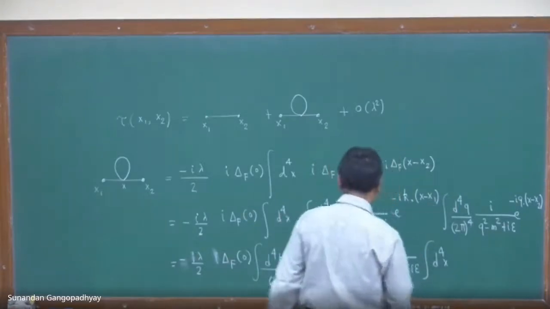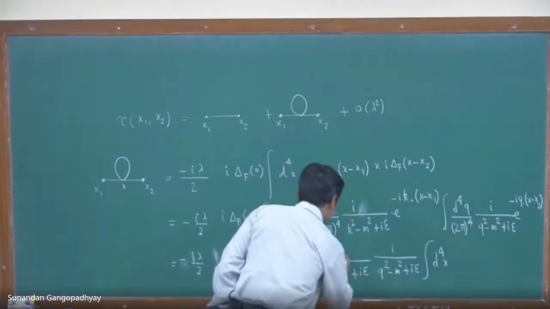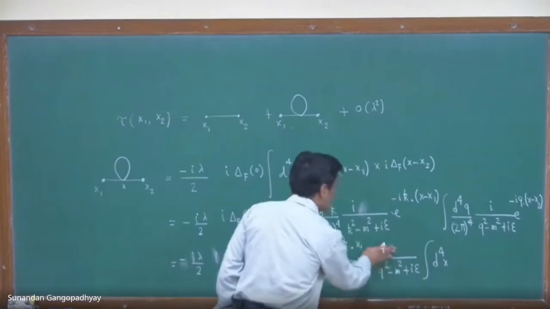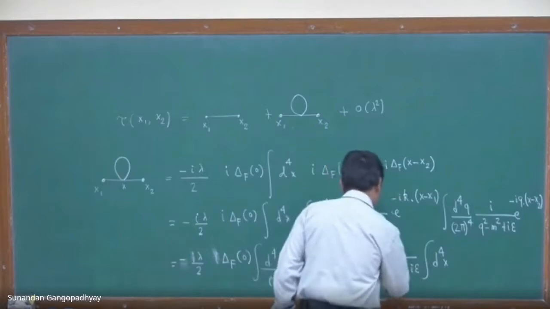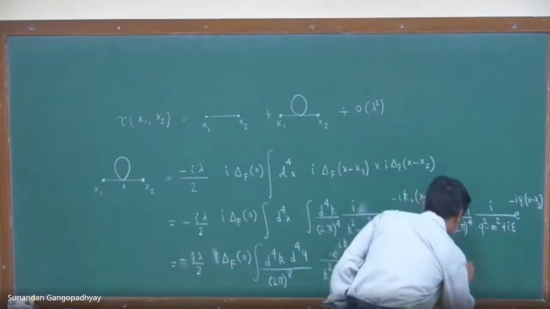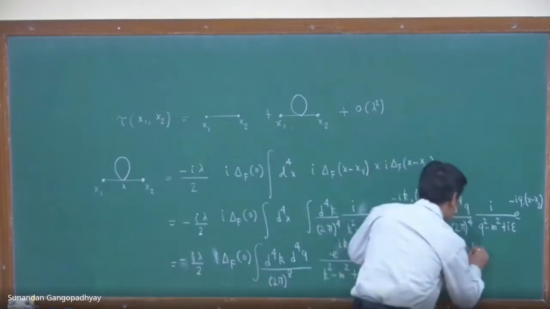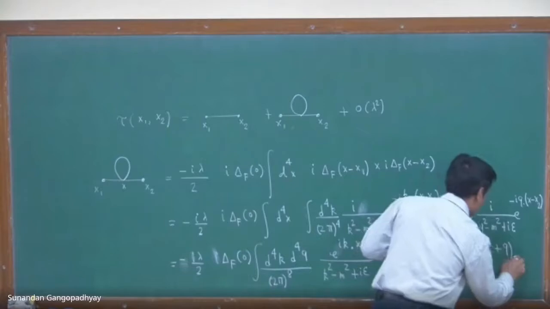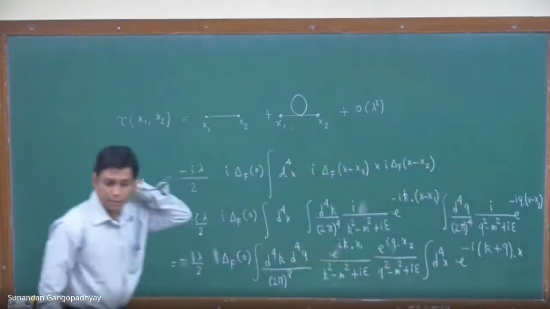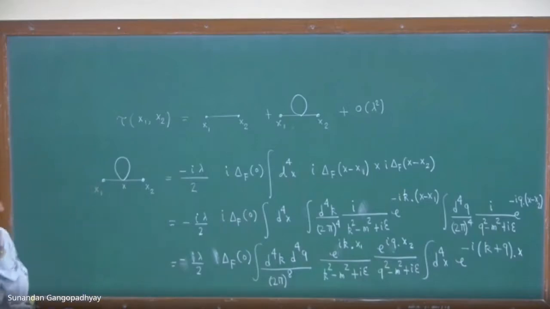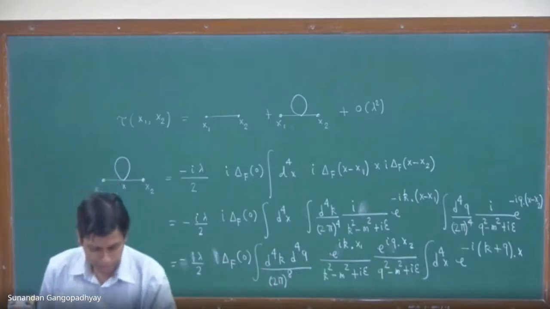So these parts I can write down as e to the power minus i p1 dot x1, p2 dot x2, then we shall have exponential of minus i (p plus q) dot x. Right? I hope this is clear. Is it okay? So now what we can do is perform the x integral. So let me just go to the other side of the board.